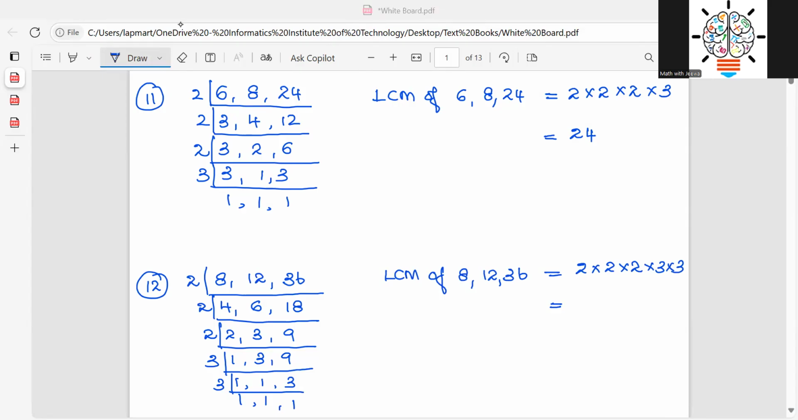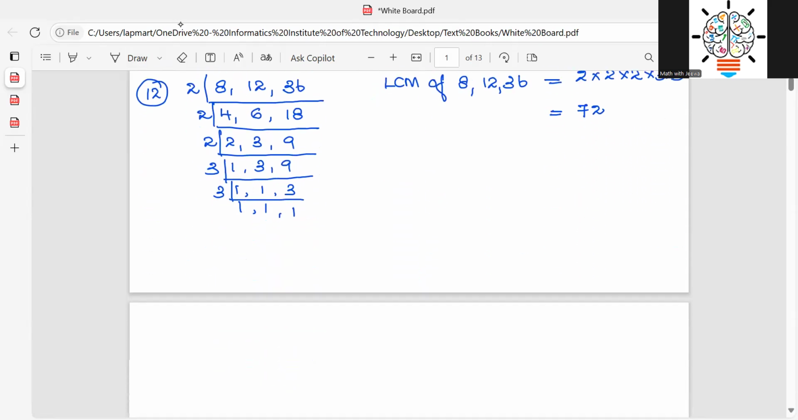2 times 2 is 4. 4 times 2 is 8. 8 times 3 is 24. 24 times 3 is 72. Right? So that is all about the LCM calculation.